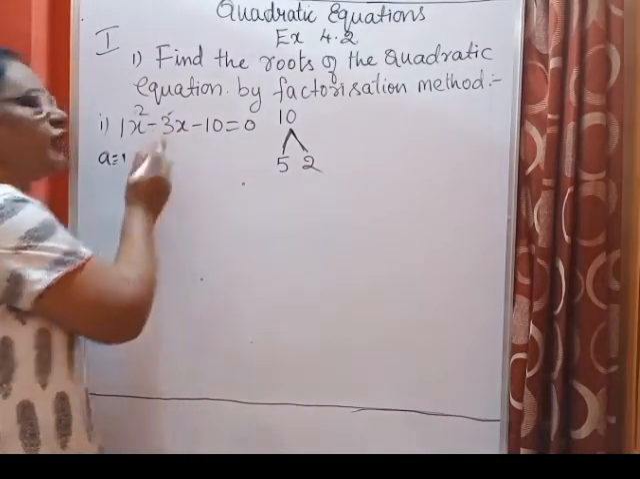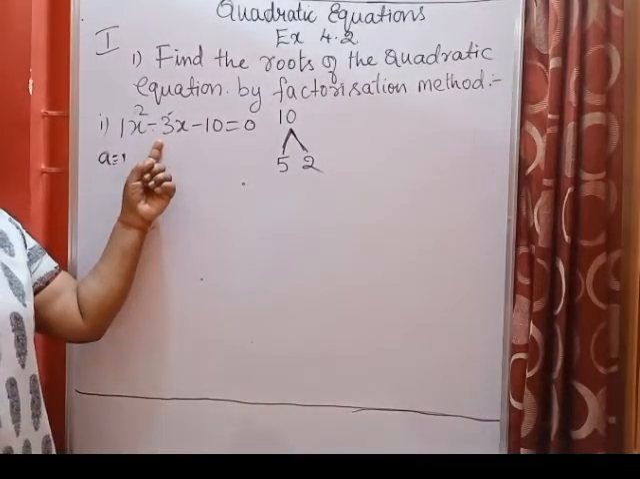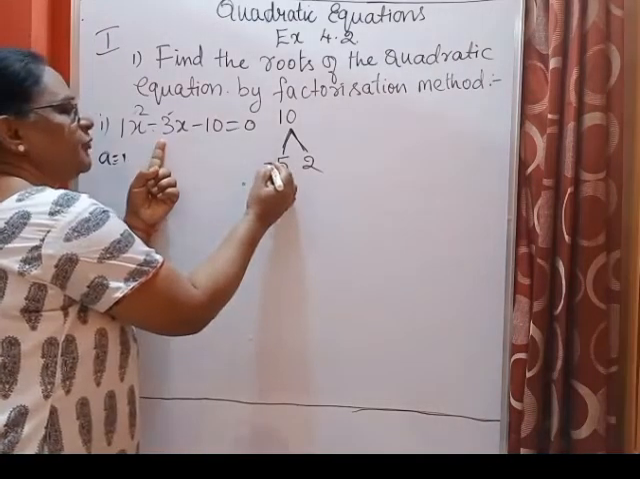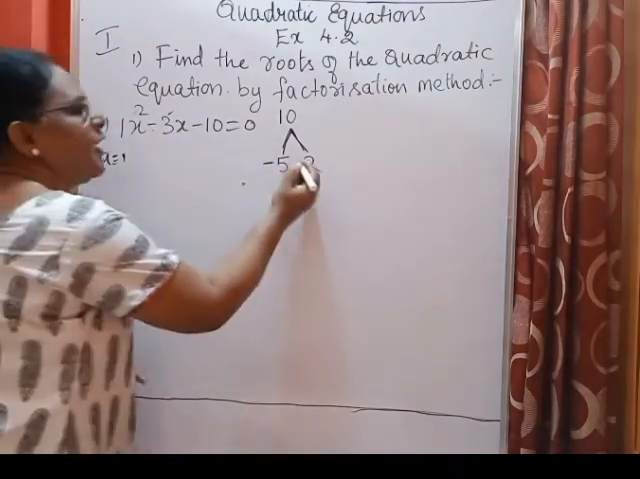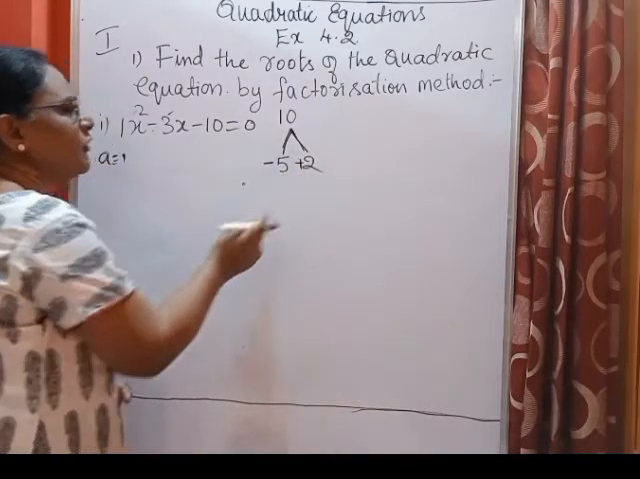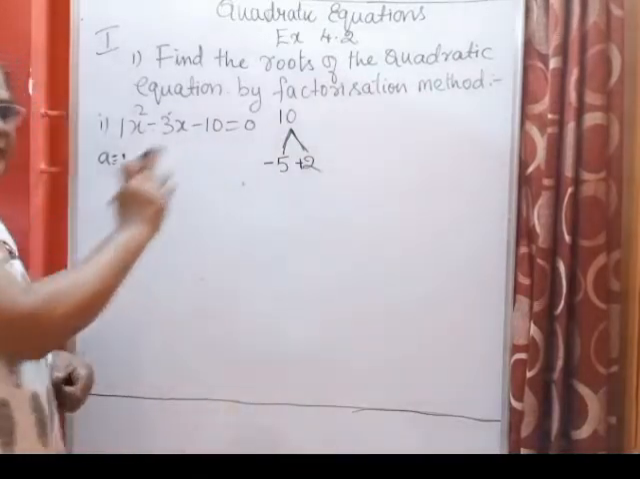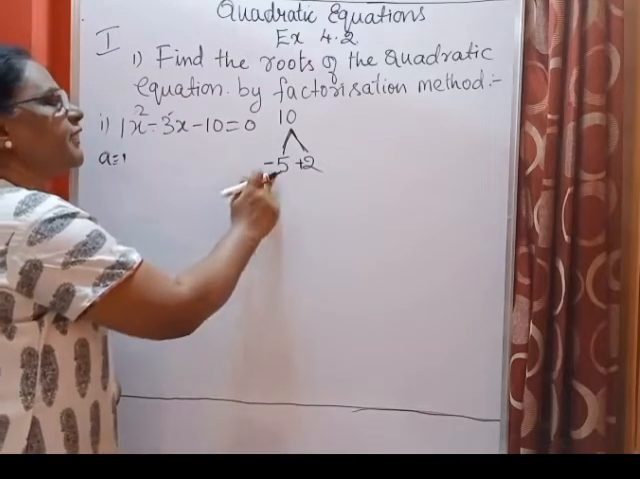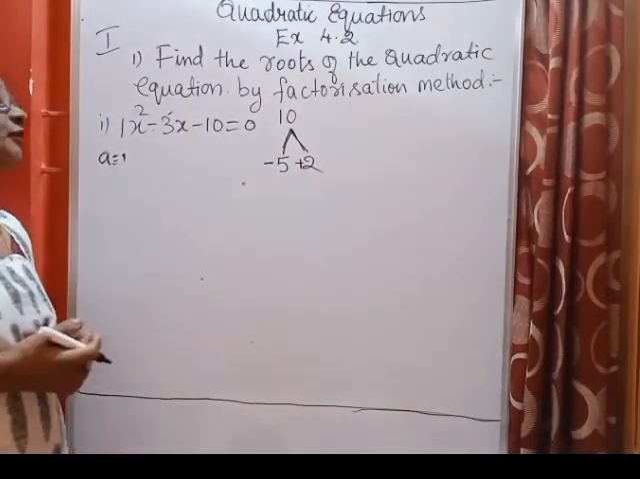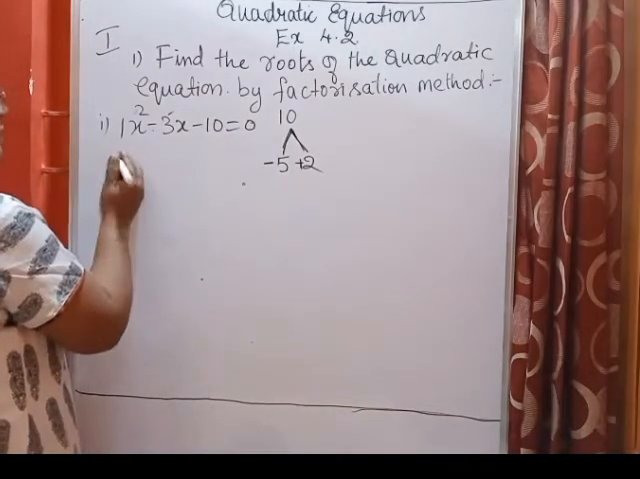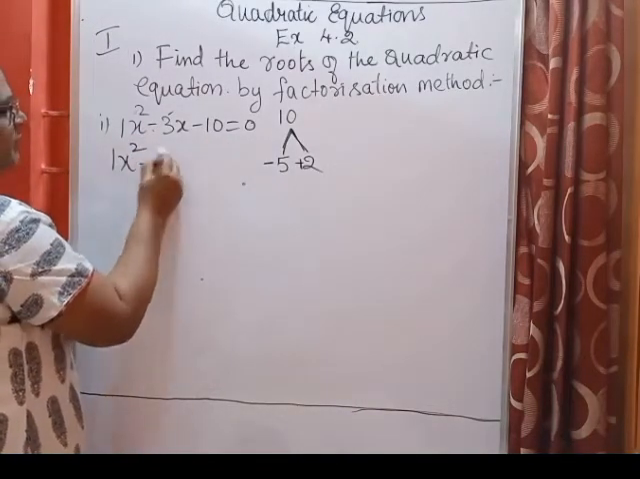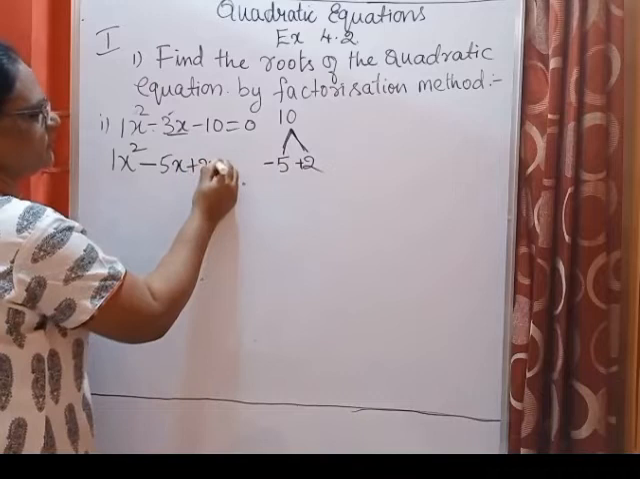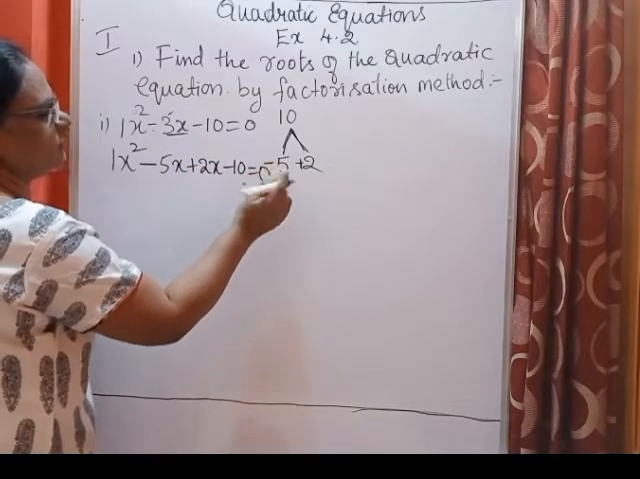First you have to check the sign for the middle term. The middle term has a minus sign. Therefore you have to put the same sign for the bigger number and the opposite sign for the other number. Whatever is the sign for the middle term, put it for the bigger number. Since you are subtracting and getting the middle term, the other will be plus 2. Now I can write this as 1x square, instead of 3x, I will write minus 5x plus 2x minus 10 is equal to 0.